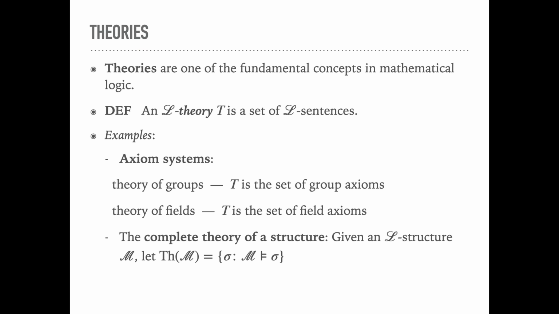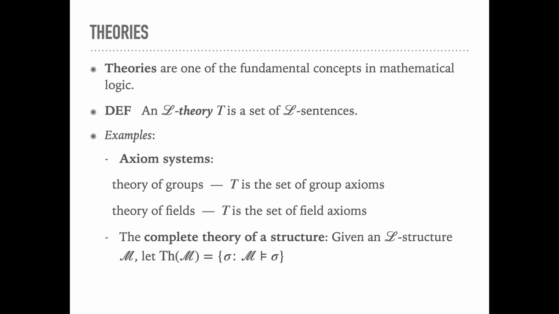Both semantical or logical implication and proof, formal proof, are based on theories. Given a language L, an L theory T is simply a set of L sentences. Sentences, remember, have no free variables. We have two fundamental examples. One is axiom systems. For example, if you have a group, you take the group axioms and collect them in a set, and that set T is then the theory of groups. Similarly, you can do that for fields, so then T would be the set of field axioms.